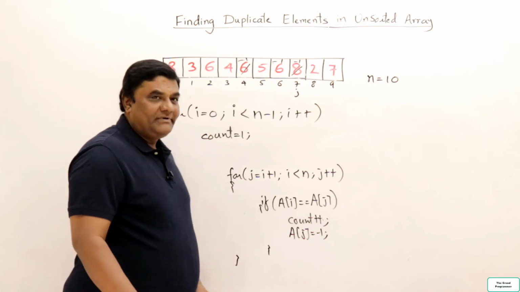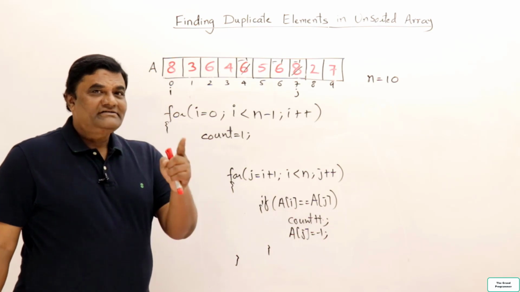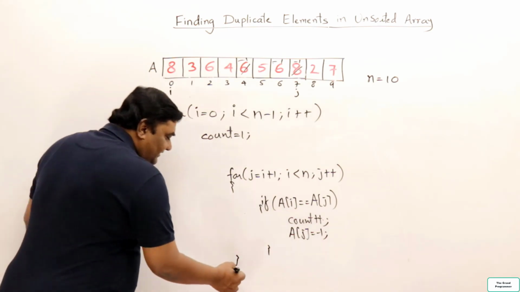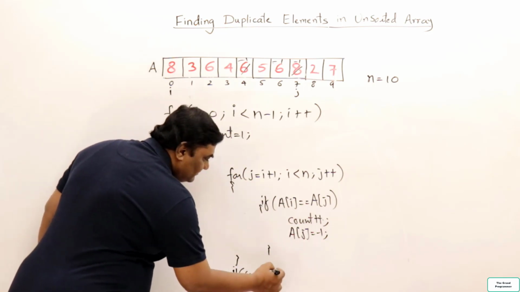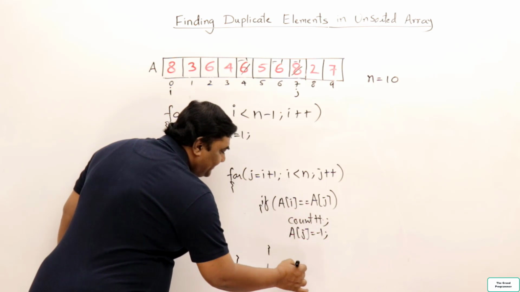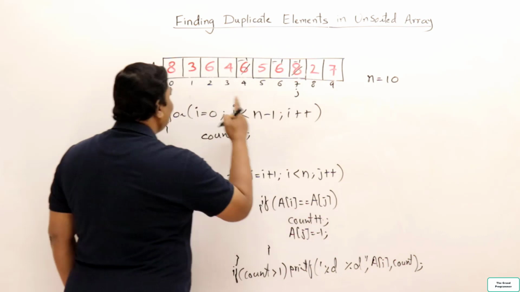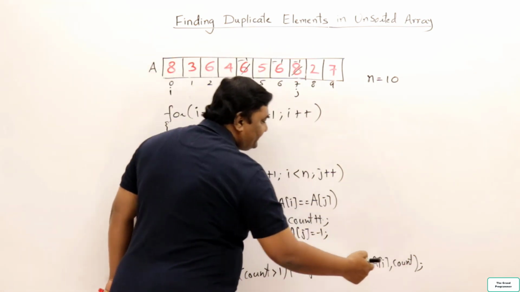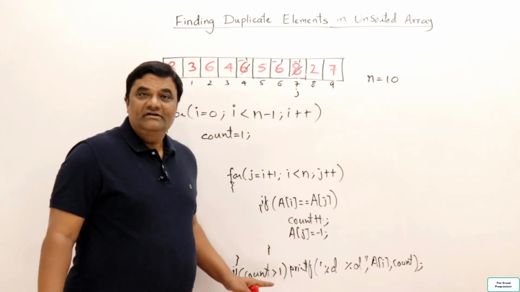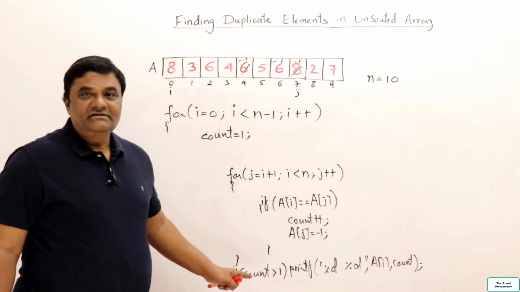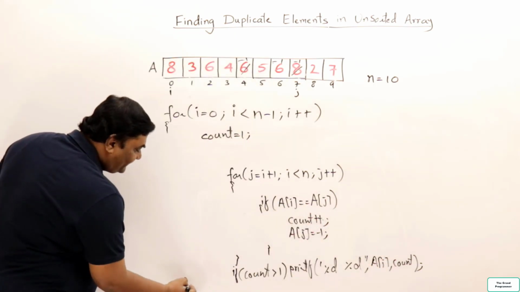Now once I come out of this loop, I should check what is the value of count. If count is greater than 1, it means there are duplicates. So here I will write printf if count is greater than 1, then print. So here I am printing percent d. First is a of I, that is 8, and then count, which means how many times it is duplicated. So this will print if count is greater than 1, meaning there is a duplicate element, and how many times it is duplicated, both I am getting. So end of this loop.